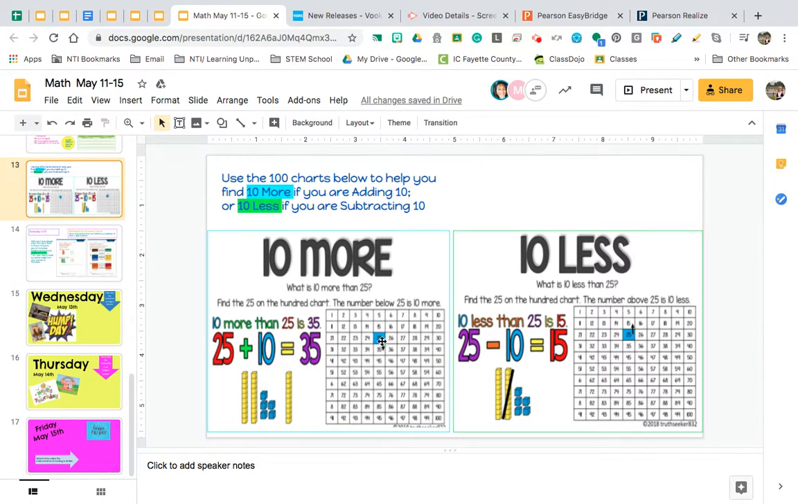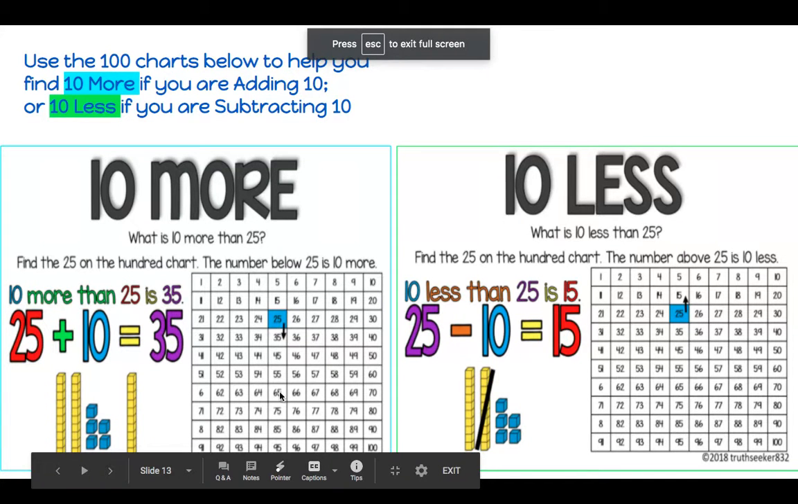These numbers, when you go down the column, you see that the ones place stays the same, but the tens is going up by 1 each time.